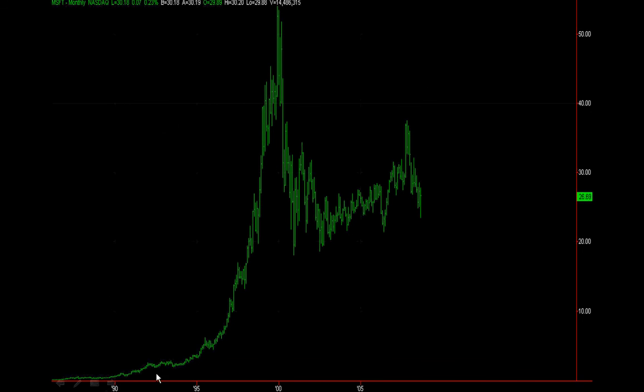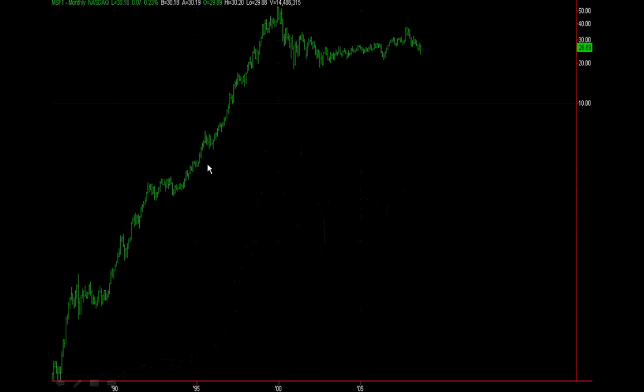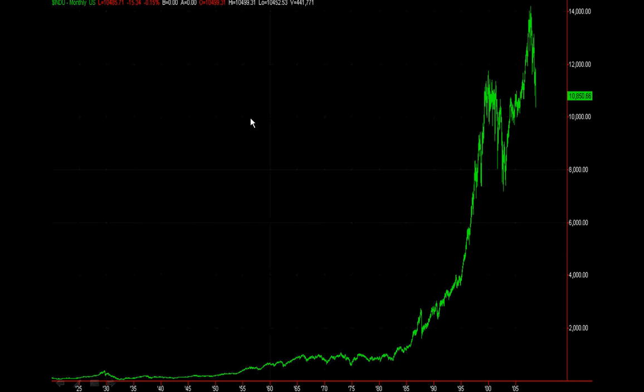Here's Microsoft. Take a look at that, around 1985 it just took off like it went to the moon, and yet it's very, very linear. I think I calculated once, right up the middle, it's about a 62% annualized compound rate of return, and then it finally broke.